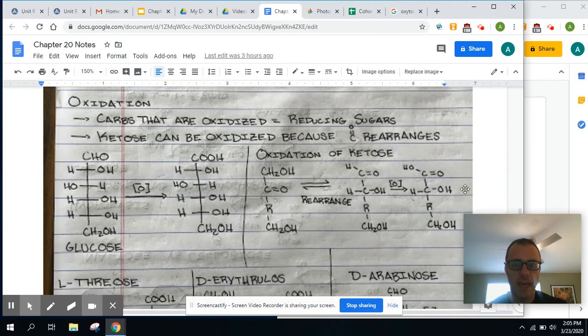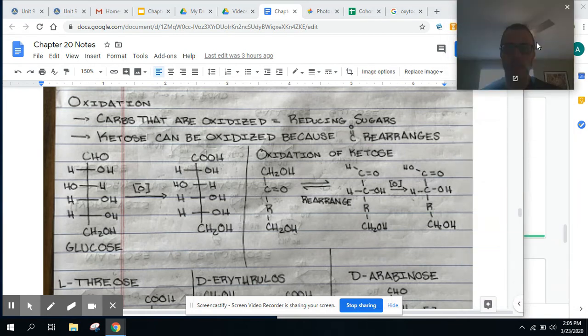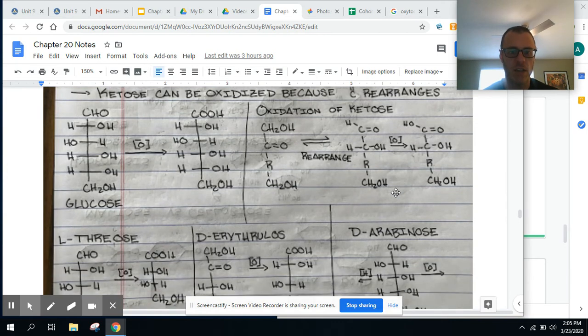What we get is, sorry, I'm going to move my face a little bit here. There we are. You have your ketone here. That ketone rearranges into an aldehyde. We have a rearrangement into an aldehyde. Once it's in the aldehyde form, it can be oxidized and you get your carboxylic acid. This is how ketoses are oxidized.